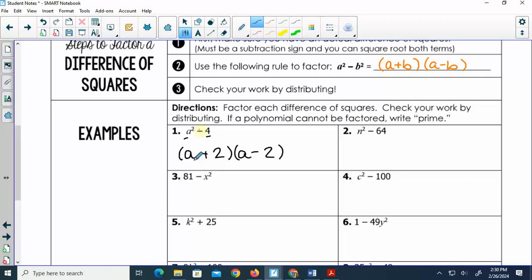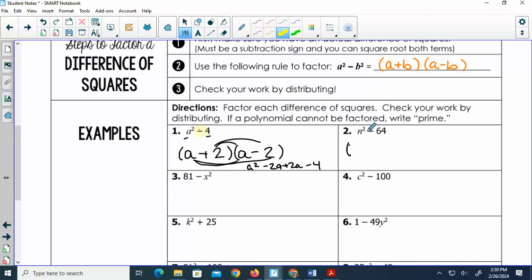If you weren't sure if you'd done it correctly, you could multiply it out. So we get a squared minus 2a plus 2a minus 4, and that turns into a squared minus 4. So we know we're right. So number 2.